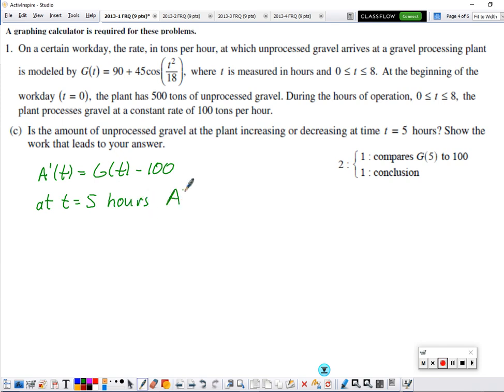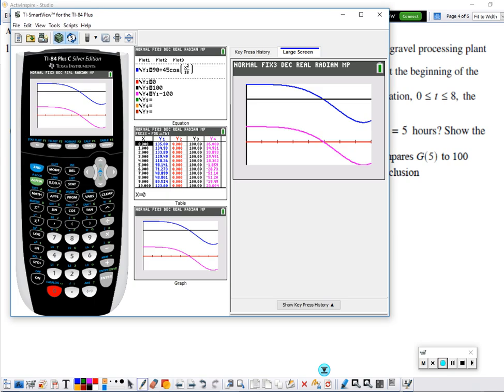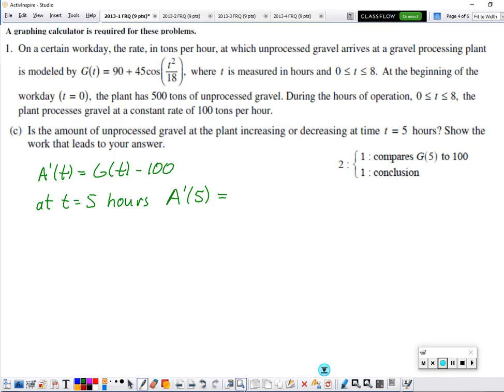A prime of t, so A prime of 5 is equal to, and I can go find that on my calculator. Oh, wait a minute. Yeah, time equal 5. So go back to here. I go trace, go down to the pink, choose time equal 5, and I get negative 1.859. Back here, make sure to put in the units. That would be tons per hour.